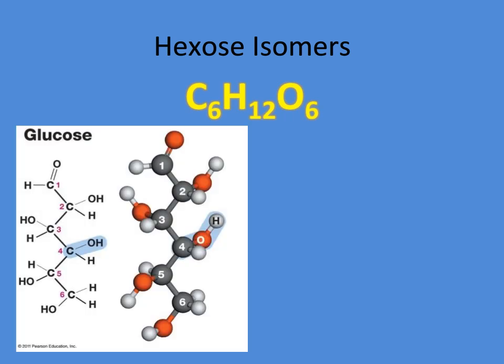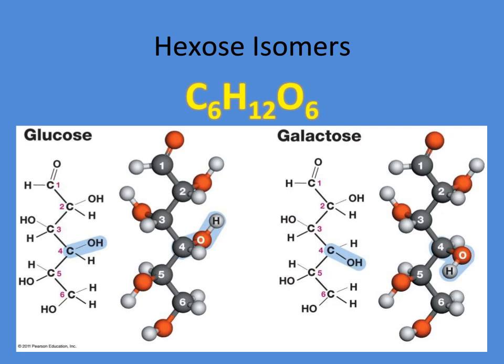For example, glucose has the molecular formula of C6H12O6 with a hydroxyl group attached to the 4th carbon in the same position as the hydroxyl on the 2nd carbon, while galactose has the same exact molecular formula, C6H12O6, but the hydroxyl group is in a different position. This may not seem like a big difference, but the position of the hydroxyls give glucose and galactose slightly different properties.